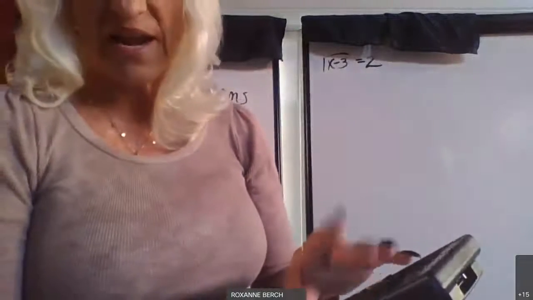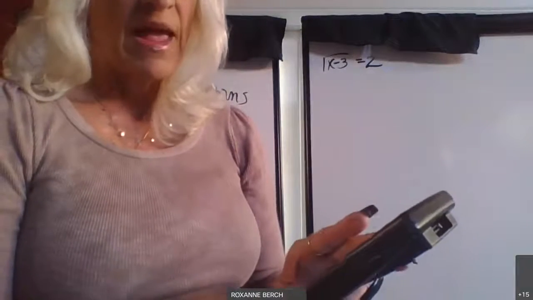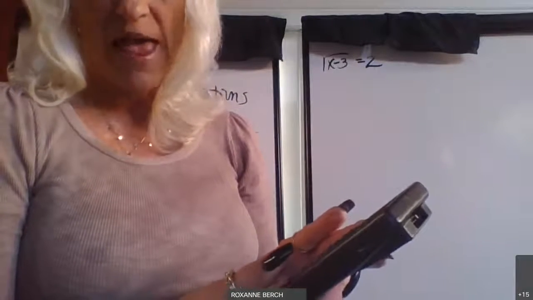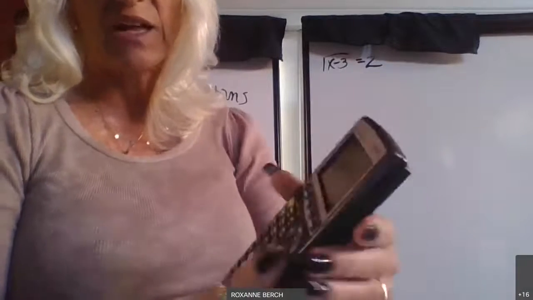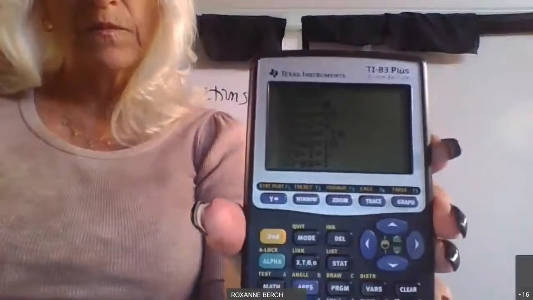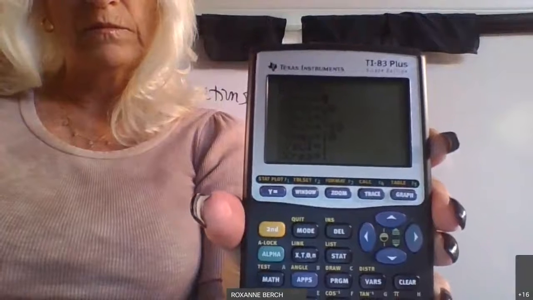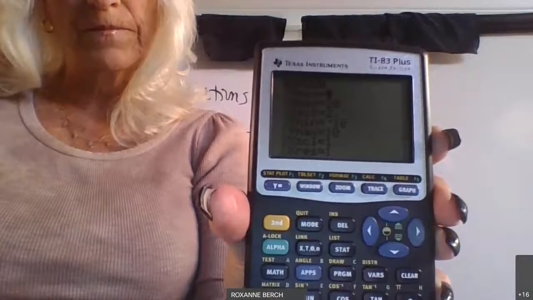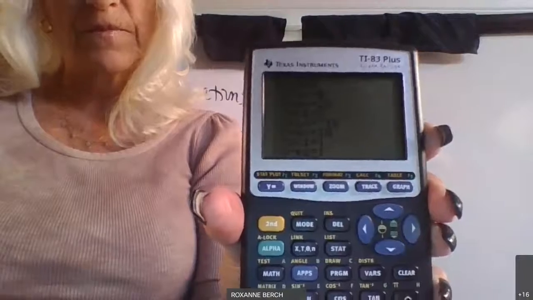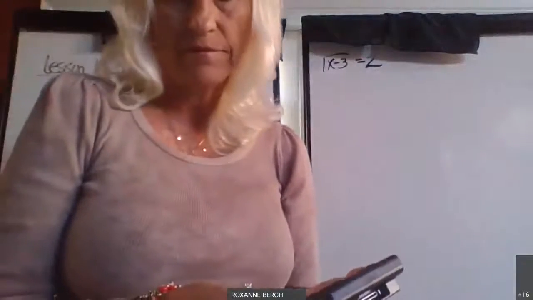Then you're going to go under window, and x min you're going to put a 0, x max you're going to put a 20, and the x scale is 2. Then you hit graph.